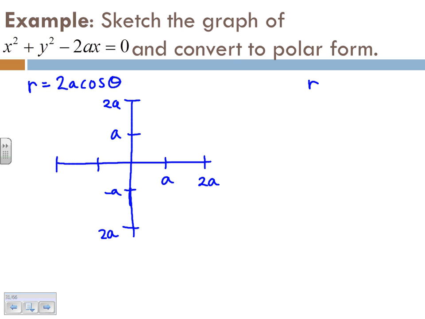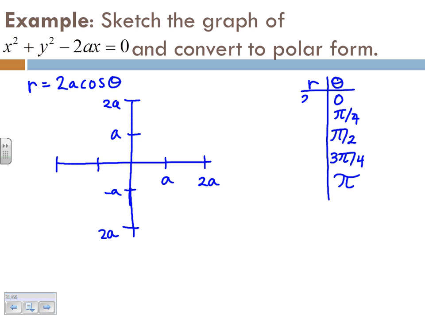So it looked like all of you wanted to do the r theta chart here. Let's get some of those. At 0, where were you? 2a? Okay. At pi over 4, where were you? Radical 2 times a? So you get that little vertex, right? I think 45, 45, 90. Okay. And then at pi over 2, where were you?